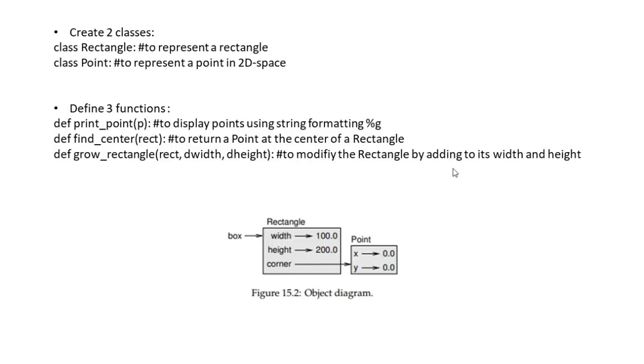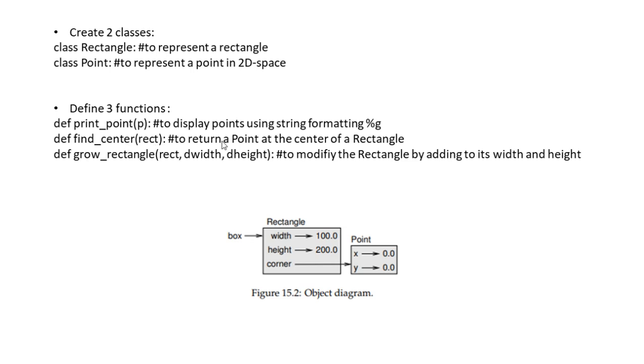Before we start the program, let's design the overall structure of the program. We will create 2 classes. One class is called Rectangle, which is used to represent the rectangle, and the other class is Point, because I need points x and y. We are going to define 3 functions. One function is print_point. This is basically for displaying the points, where we are using the string formatting %g.